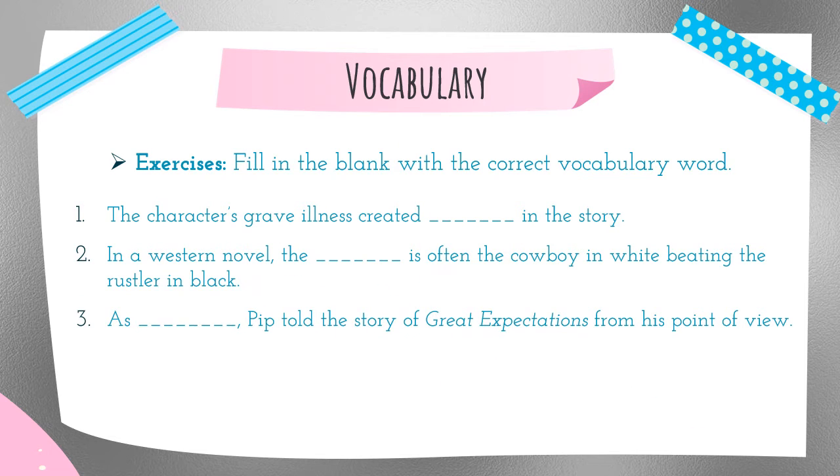Number 3, as blank, Pip told the story of Great Expectations from his point of view. Very classic book right there. Who tells the story? Number 4, the poem was full of word pictures or blank. What are word pictures?